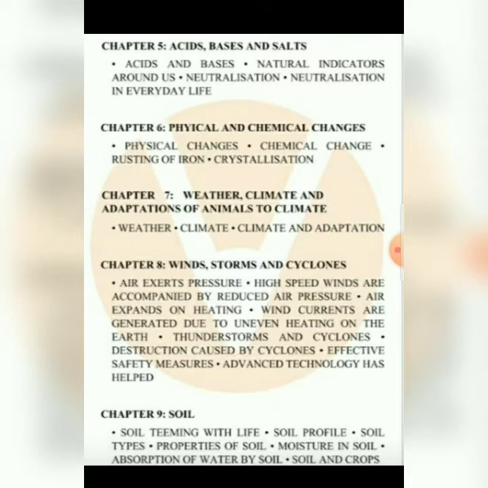Chapter number 8 is wind, storms and cyclones. So the subtopics are air exerts pressure, high speed winds are accompanied by reduced air pressure, air expands on heating, wind currents are generated due to uneven heating on the earth, thunderstorms and cyclones, destruction caused by cyclones, effective safety measures and advanced technology has helped. So these are all the topics that we are going to cover in this chapter.